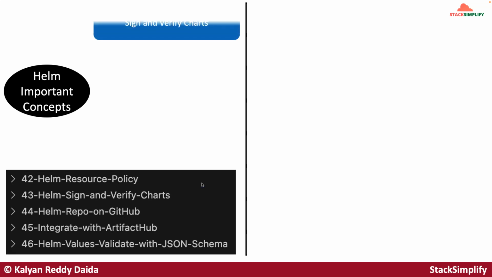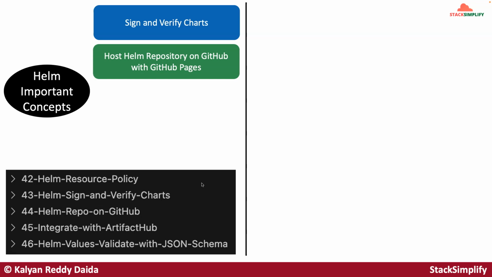So we'll implement other Helm concepts like signing and verifying charts. The whole security of our chart depends on this section, so we have covered it in a very detailed manner using GNU PG for signing the Helm charts. Once this is completed, we'll move on and implement how to host a Helm repository on GitHub with GitHub Pages.